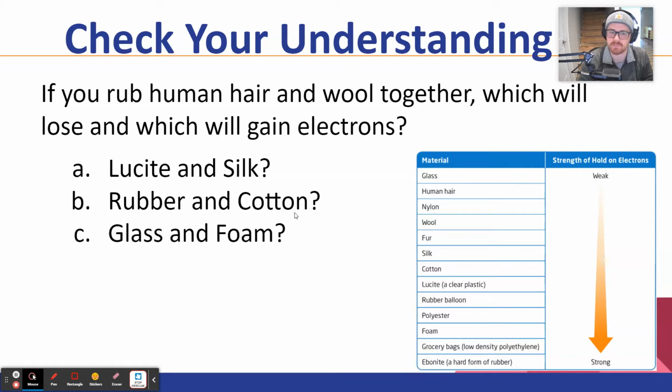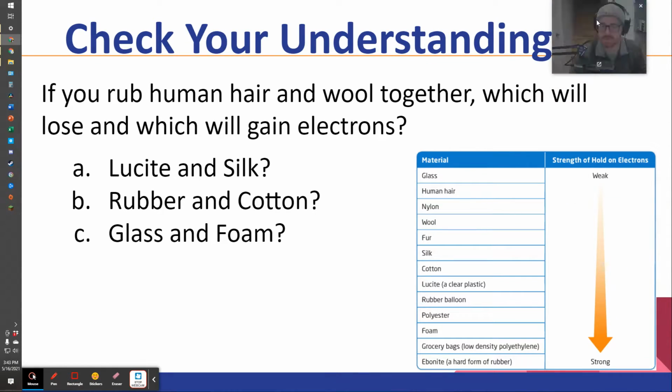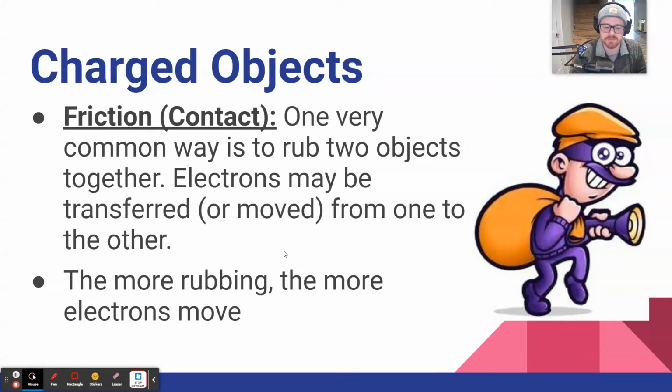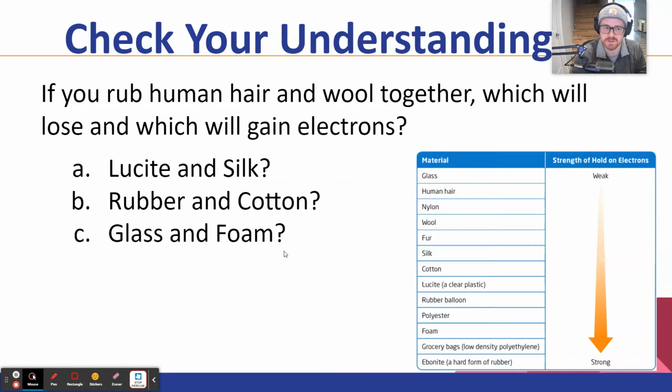Okay. So if you rub human hair, and this is for check your understanding number 2 here, if you rub human hair and wool together, which will lose and which will gain electrons? Answer that one using this little chart here. Do the same thing for lucite and silk, rubber and cotton, glass and foam.